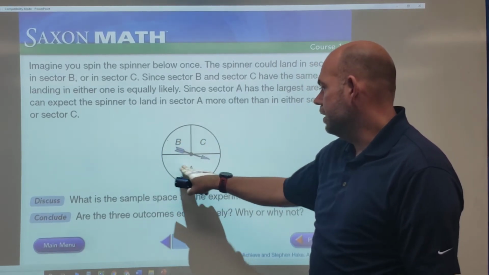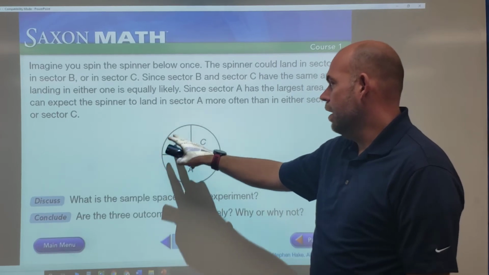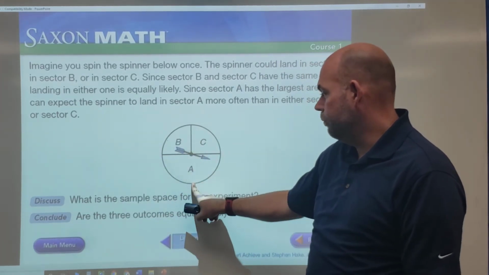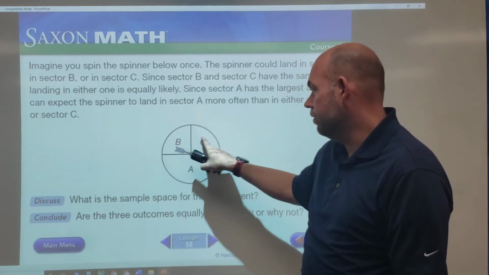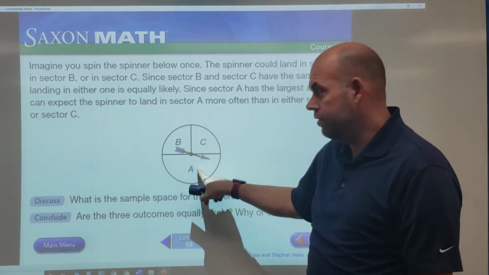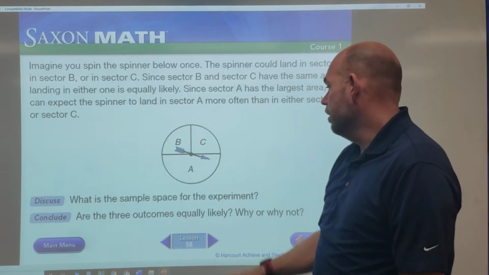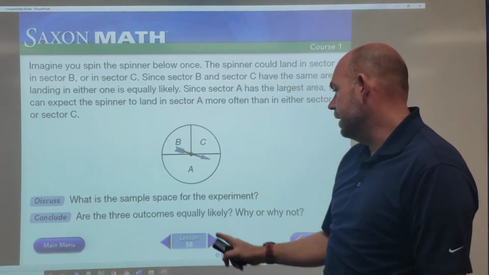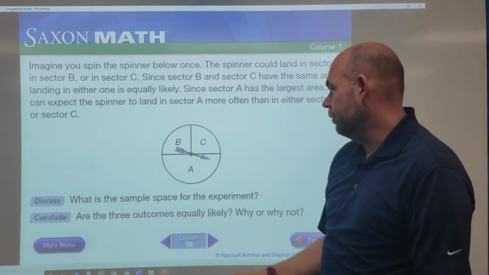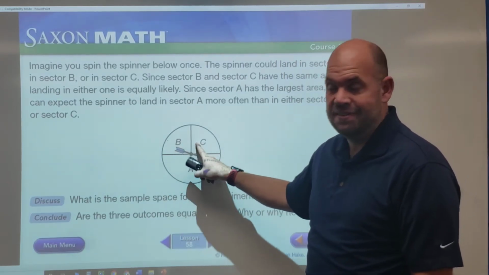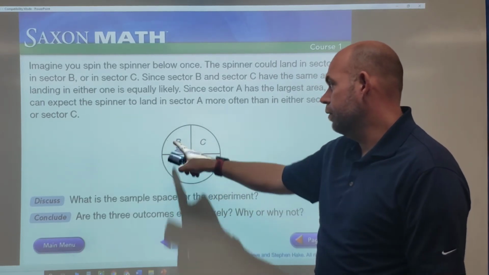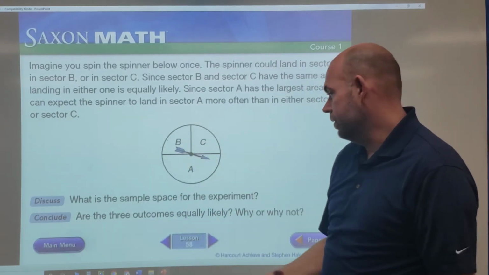No. A is a 50% chance, while B and C are 25% chance, or 1/4. So if this was divided into 4 parts, A would be 2 of the 4 parts, and B and C 1/4 each. So what's the sample space for this experiment? And are the 3 outcomes equally likely? Well, the sample space is just A, B, and C, but A is twice as likely. So we would say that's 2/4, while B and C are 1/4 each.